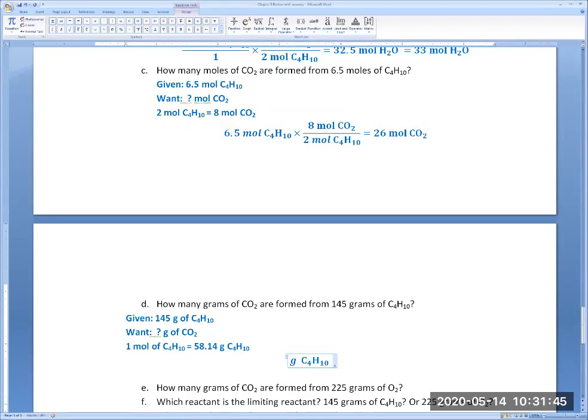Okay, so we have grams of C4H10. That's the unit of the given, right? And we will need to change that to moles of C4H10. And for this, you use the molar mass of C4H10. So change the grams into moles. And then once you have the moles, that's when you are able to change that to moles of CO2.